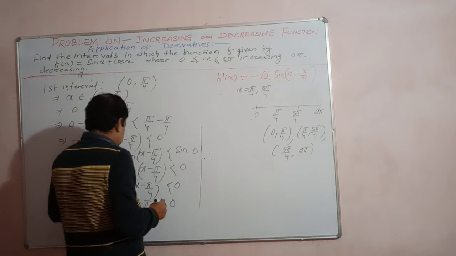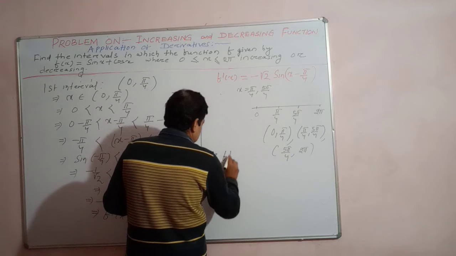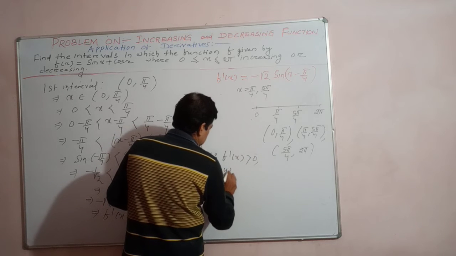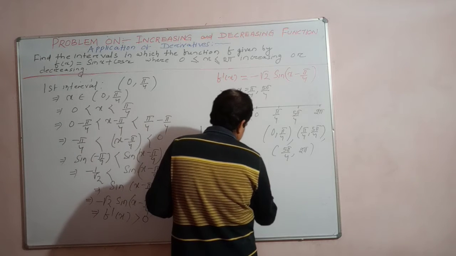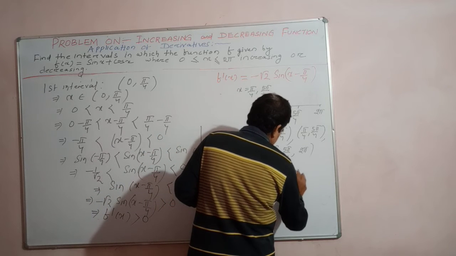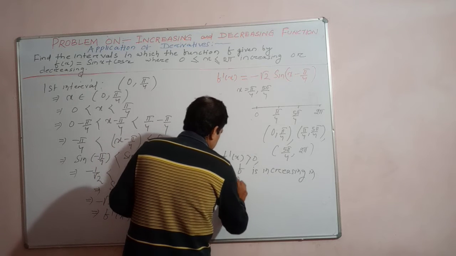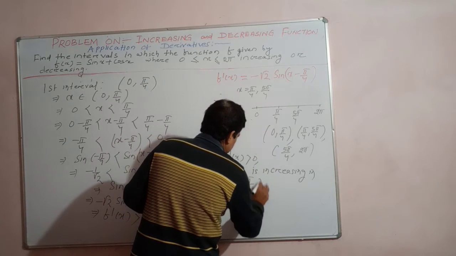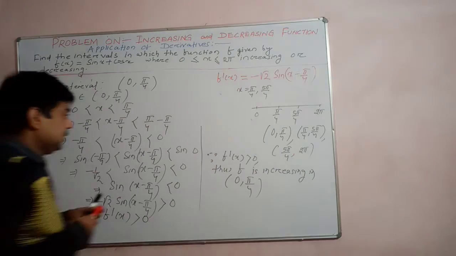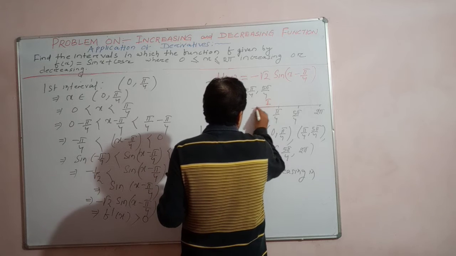Thus, the function, since you see f dash x is greater than 0, thus the function f is increasing in the interval 0 to pi upon 4. Is it clear? So in the interval 0 to pi by 4, this function is increasing.